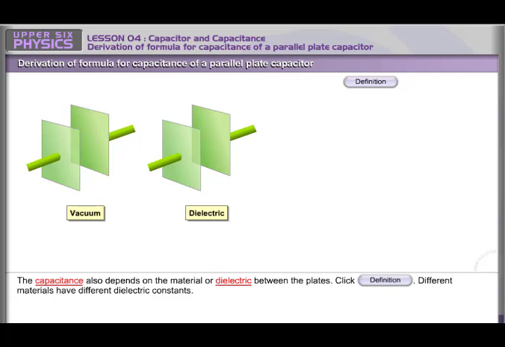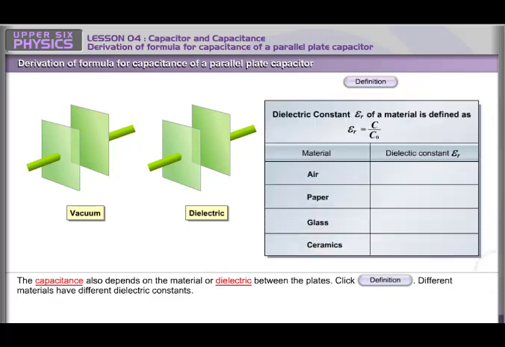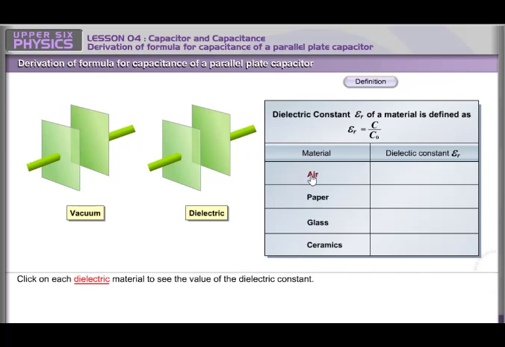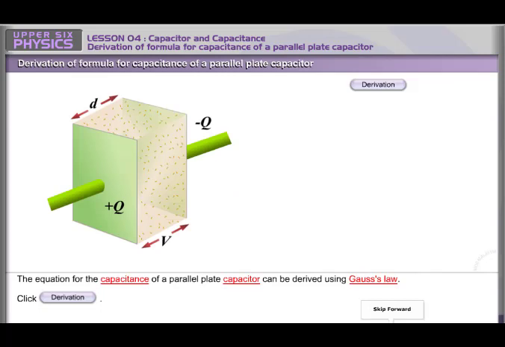The capacitance also depends on the material or dielectric between the plates. Click the definition button. Different materials have different dielectric constants. Click on each dielectric material to see the value of the dielectric constant. The equation for the capacitance of a parallel plate capacitor can be derived using Gauss's law. Click the derivation button.